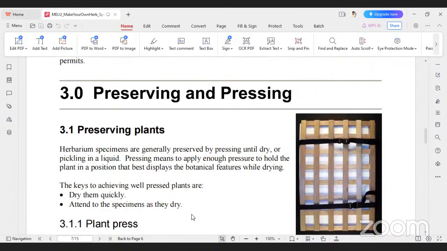Health and safety. Preserving and pressing. Preserving plants: dry them quickly, and attend to the specimens as they dry.